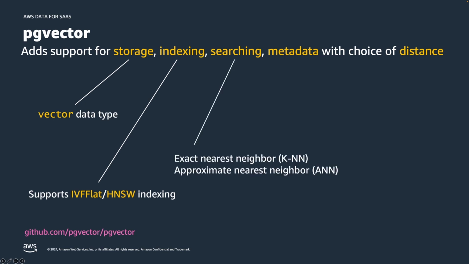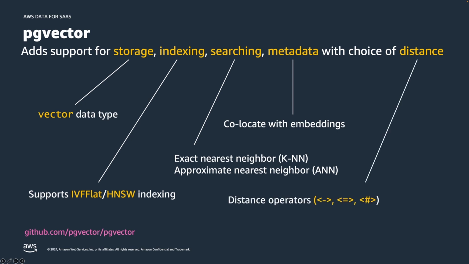Now, pgvector also supports both exact nearest neighbor and approximate nearest neighbor search algorithms. How do you choose between them? It is usually the recall versus performance trade-off. pgvector supports co-locating your vector embeddings along with your metadata, or you can use your transactional data as well within your vector table. Then you also have a choice of different vector distance operators like the Euclidean distance, cosine distance, negative inner product, and taxicab distance.